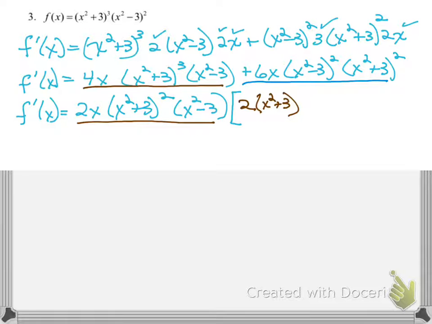Okay, I have this, I need that. So bring down the operation, and then I'm going to say, okay, I have a 2x, I need a 6x, so I need a 3 here. And then I have x squared plus 3 to the second. That's what I need. I'm good, but I do need 1 more x squared minus 3 to complete the relationship.